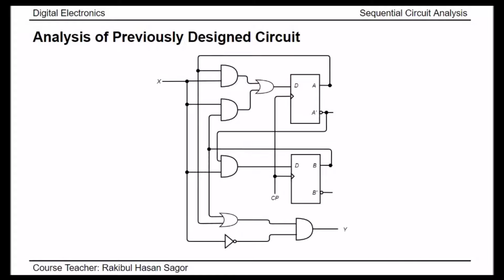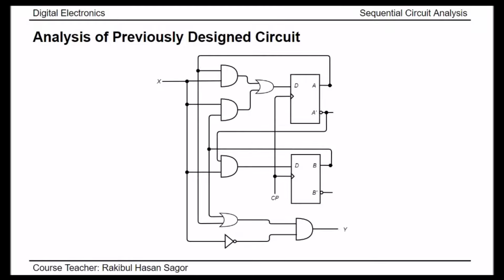This is one of the previously designed sequential logic circuits, designed using 2 D flip-flops. There is input X, output Y, and 2 state bits A and B. Both the flip-flops are fed from the same clock pulse source. At every clock pulse trigger, the states will change based on the input given here, and the corresponding output will be found here. Now, what are the characteristics of this sequential circuit? What is the state diagram and state table? In order to find that out, we need to analyze this circuit.